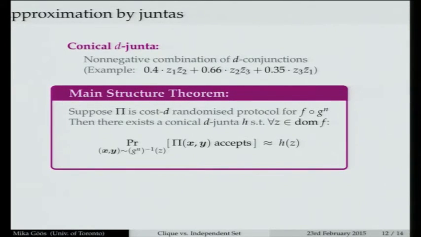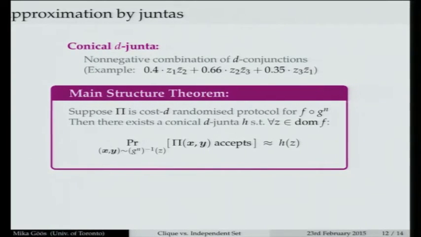So for example, if this was a bounded-error randomized protocol for the composed function, it means that whenever z is a 1 input, the acceptance probability is very close to 1, and when z is a 0 input, the acceptance probability is very close to 0. So from such a protocol, you would get a conical junta that pointwise approximates your outer function.